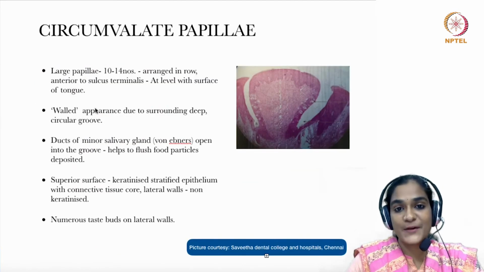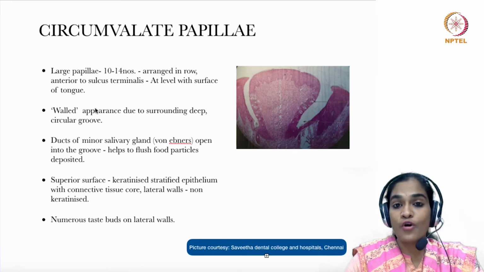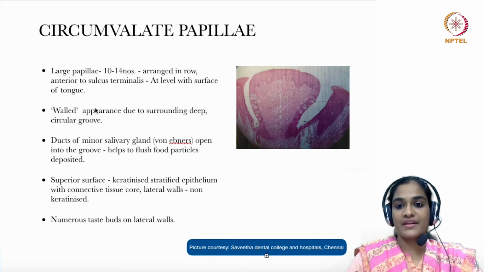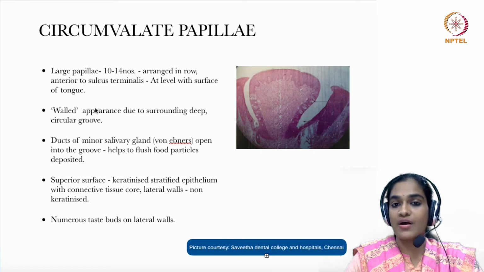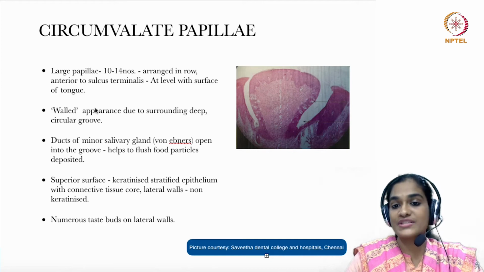Moving on to the circumvallate papilla, these are large papillae, 10 to 14 in number. They are arranged in a row adjacent and anterior to the sulcus terminalis. They are at level with the surface of the tongue. These have a characteristic walled appearance. They are circumvallate, surrounded by a wall on all sides. The walled appearance is due to the deep groove which surrounds the papilla.